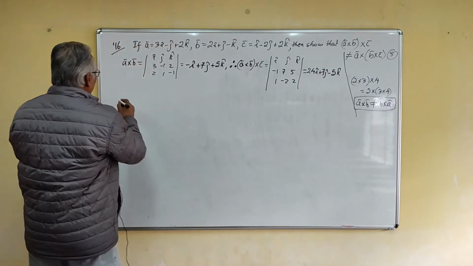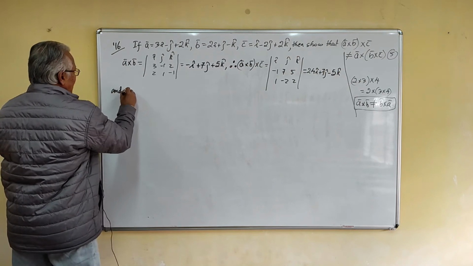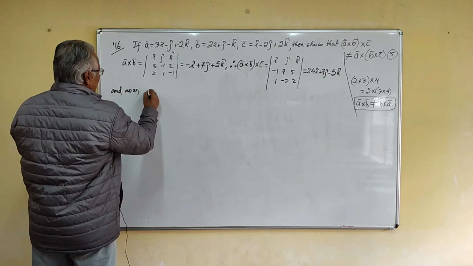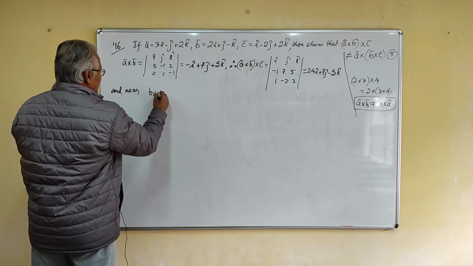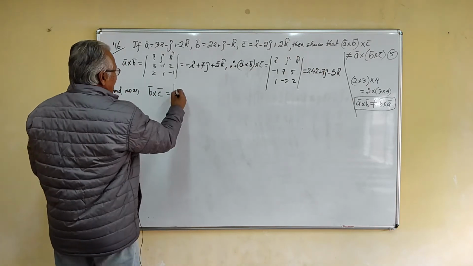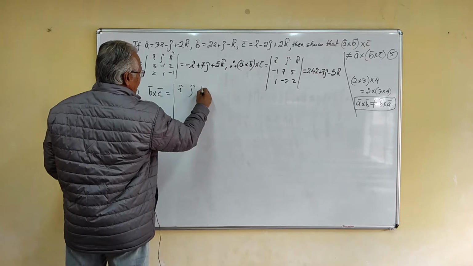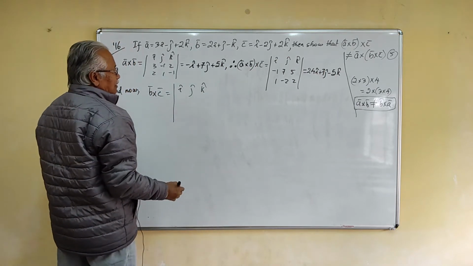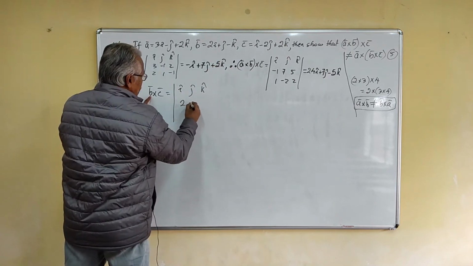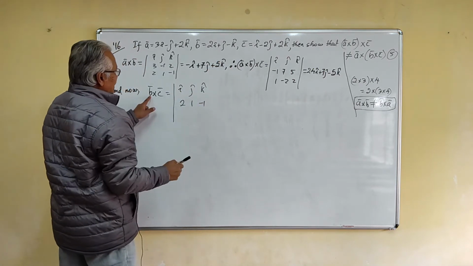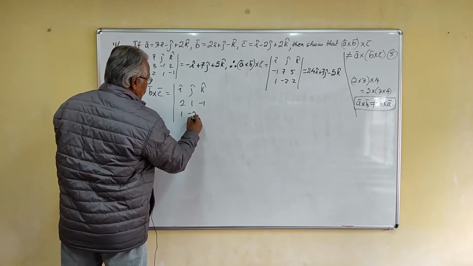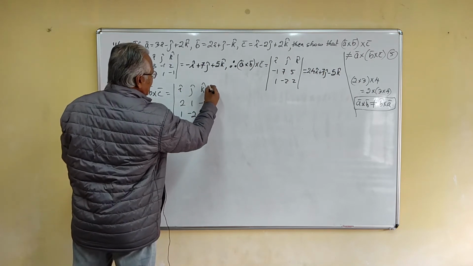And now we've got to prove that one. So let's try and find out the value of B cross C first. For B cross C, i, j, k will take the first row. B is 2, 1, minus 1, and C is 1, minus 2, 2. Is that right?